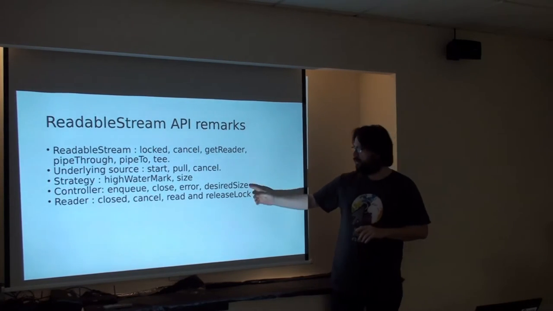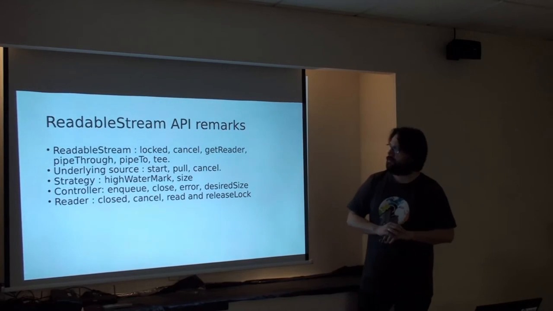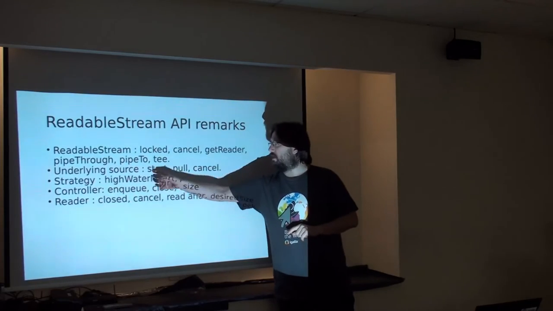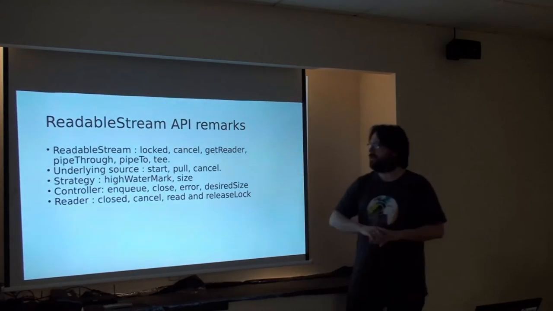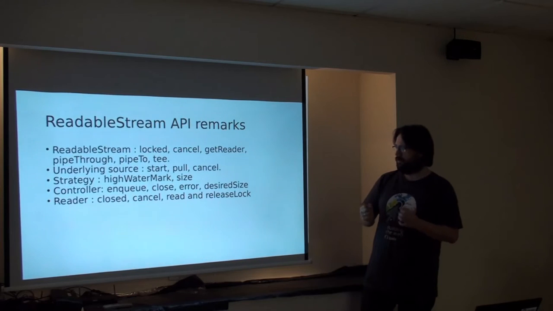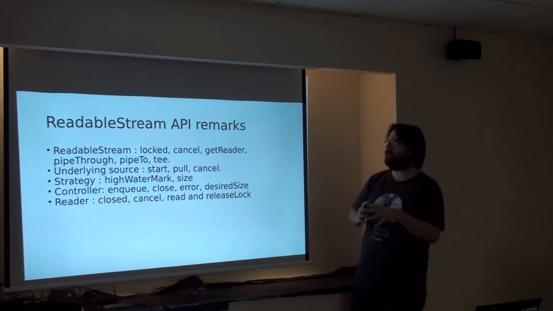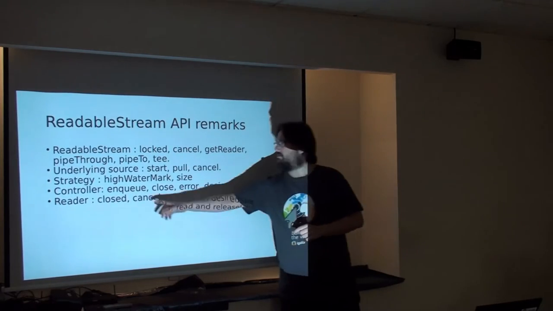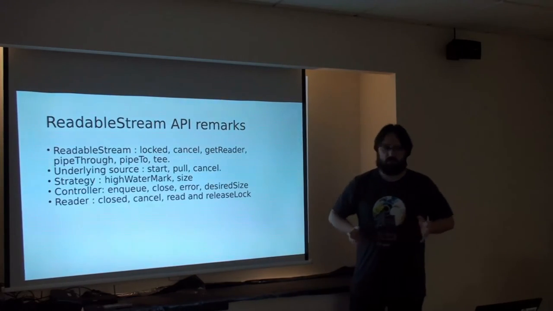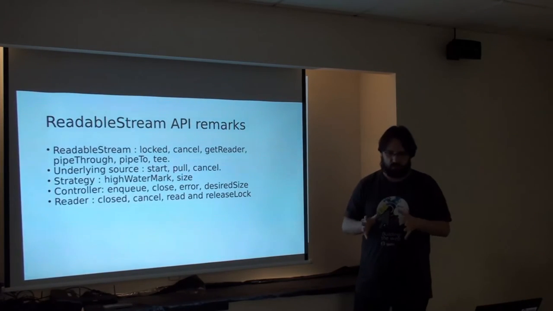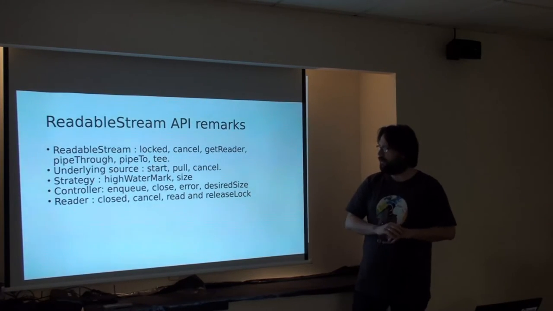You also have the controller, which is another important object. This controller is taken by these two methods here, the start and the pull. So in your underlying source, you are going to receive this controller, which has these methods. The enqueue, of course: you call that method from your source to push data into the stream.